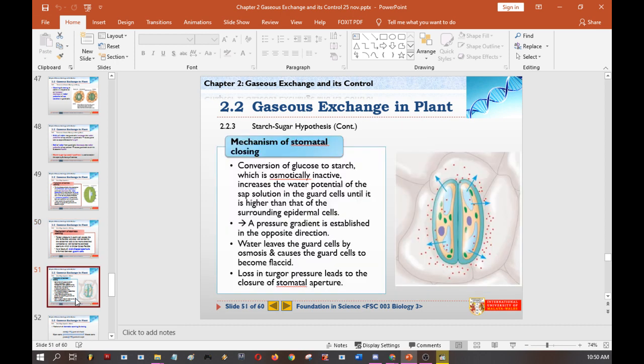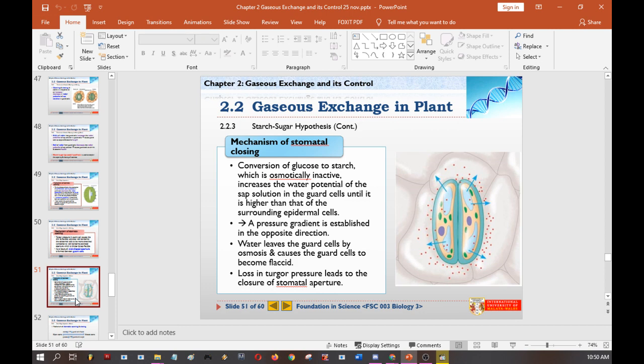So during the night, what happens is that a lot of the sugar will turn into starch. Starch is almost osmotically inactive, so it will become hypotonic. Hypotonicity means that you lose the water. Water will be lost, and the cell will become flaccid.